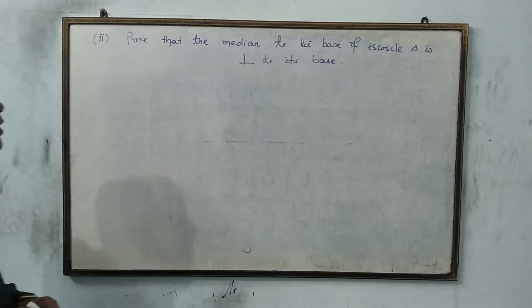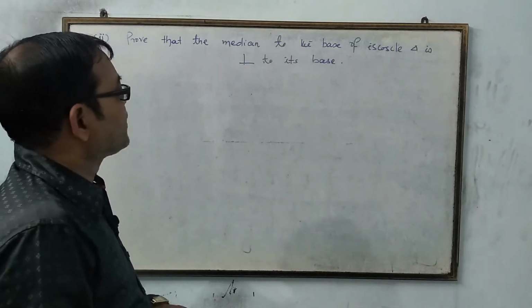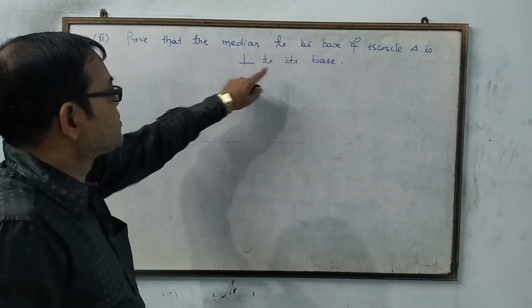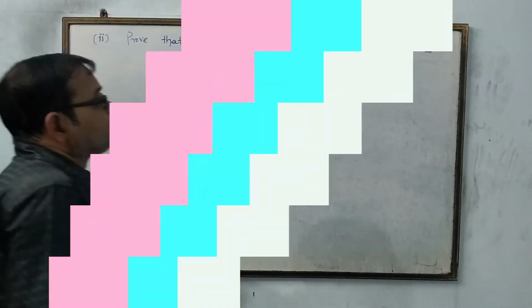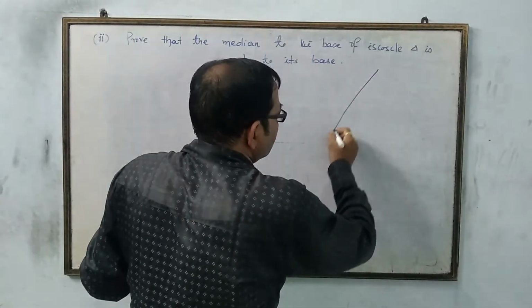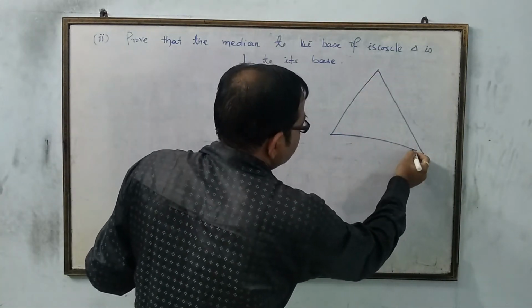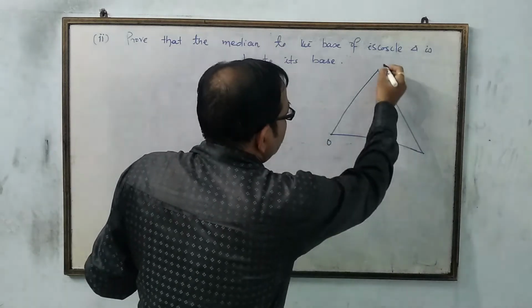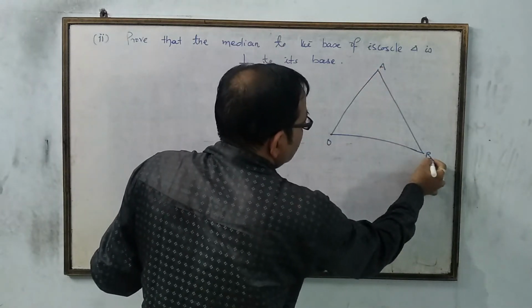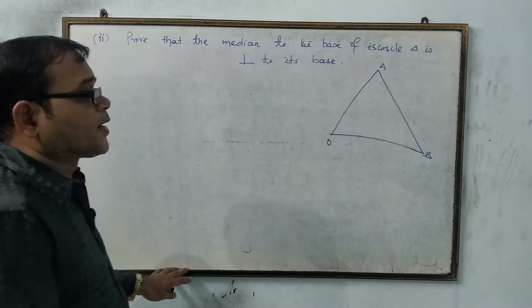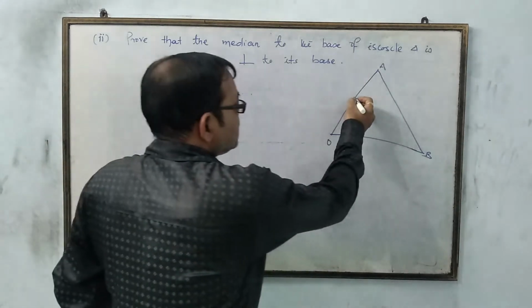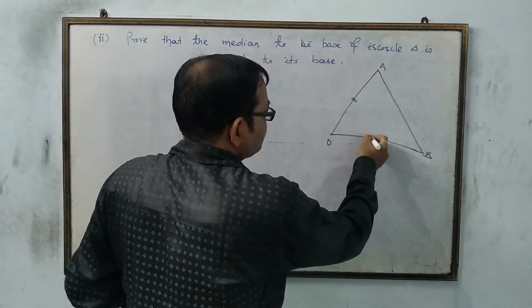Second question. Prove that the median to the base of an isosceles triangle is perpendicular to its base. Then draw an isosceles triangle OAB. This is an isosceles triangle, meaning that these two sides are equal.